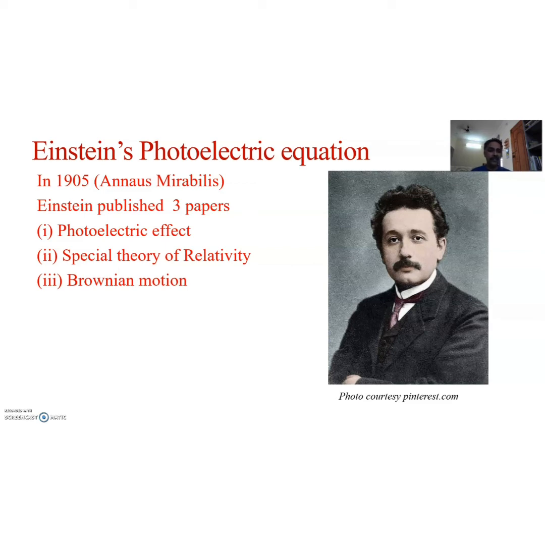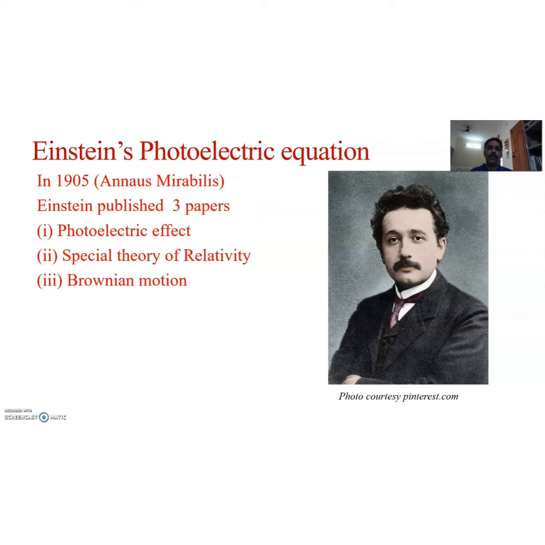This is the time when Einstein came into the picture with his novel photoelectric equation. In 1905, Einstein published three papers, one on the photoelectric effect, one on the special theory of relativity, and the third on Brownian motion. So this is a special year, which we call the Annus Mirabilis, or the year of miracles.